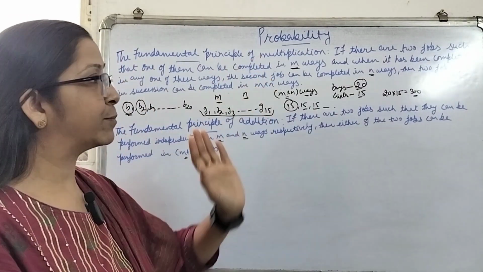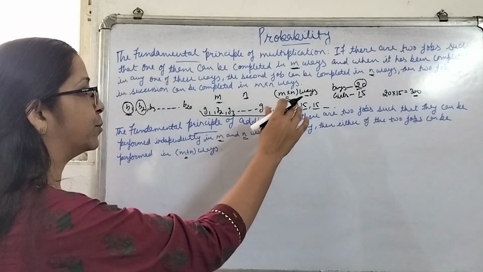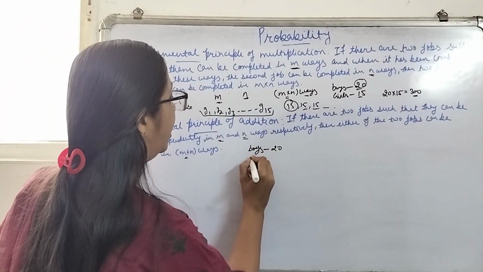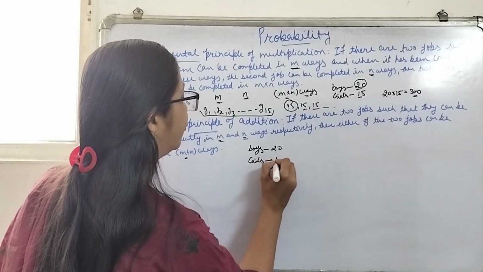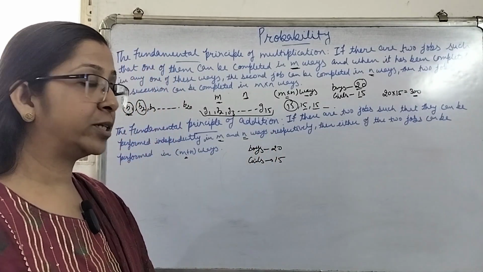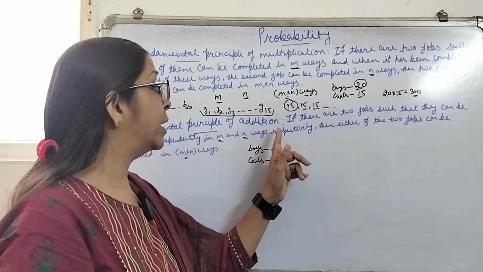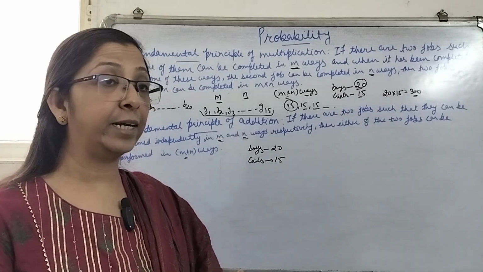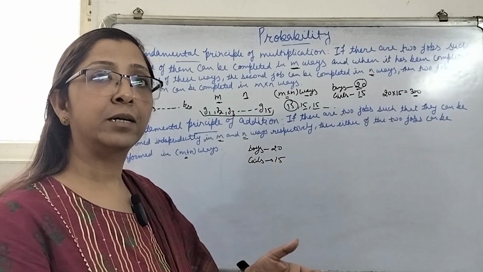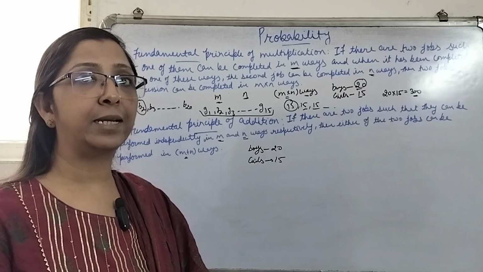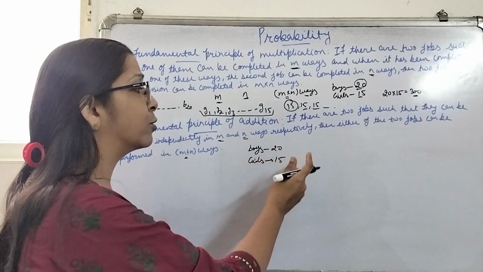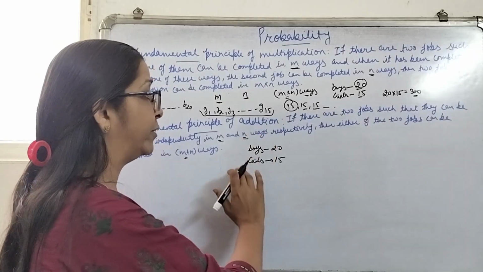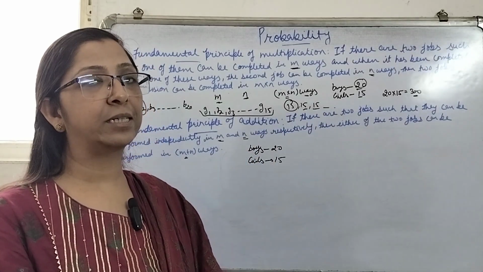Suppose I take the same type of condition: again there is a class in which the number of boys is 20 and the number of girls is 15. Again the teacher has to select a boy or a girl, meaning only one student, to represent the class. The student to be selected could be a boy or a girl. Means she has to select any student out of these 35 for representing the class.